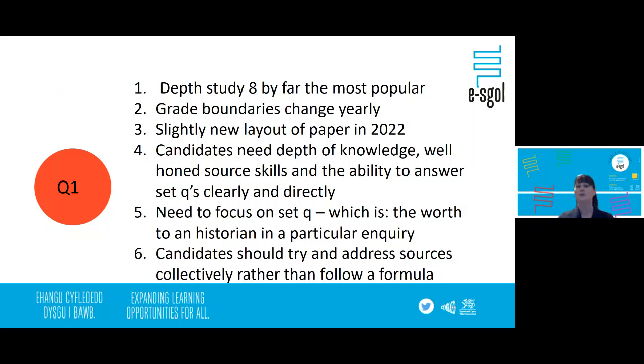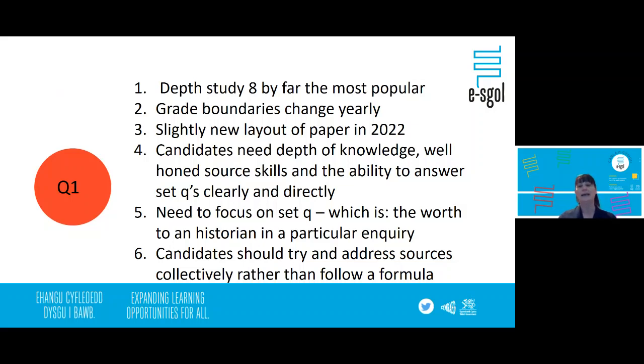So you need to focus on the set question that's been asked to you, and that question is, what worth are the sources to an historian in a particular inquiry? Okay, so how valuable are those sources to the question that you're being asked? And you shouldn't forget that. That's very important. I'll mention that a bit later on as well.